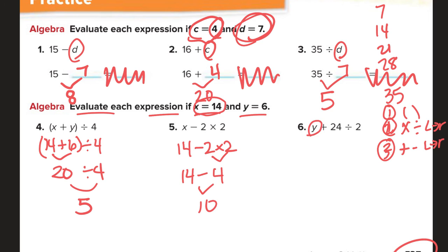Okay, y is 6. So I'm going to do 6 plus 24 divided by 2. What comes first, adding or dividing? Dividing does. 24 divided by 2 is 12 plus 6. And 6 plus 12 is 18.